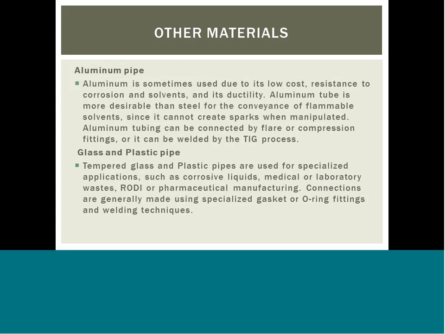Some other materials that can be used in piping systems are aluminum, glass, and plastic pipe. Each are used in specialty situations, and each have their own ways of making connections.